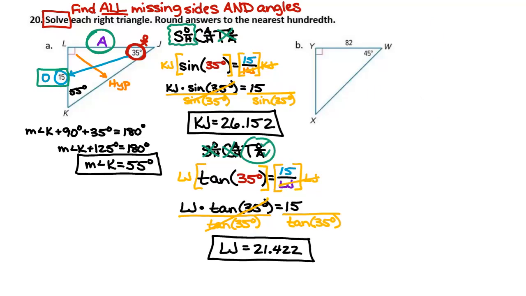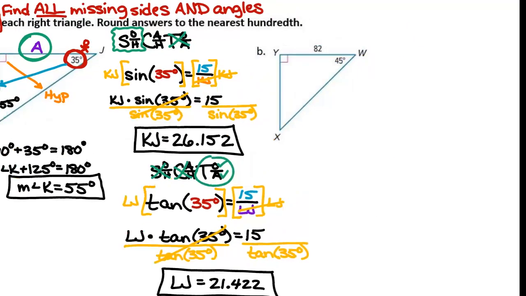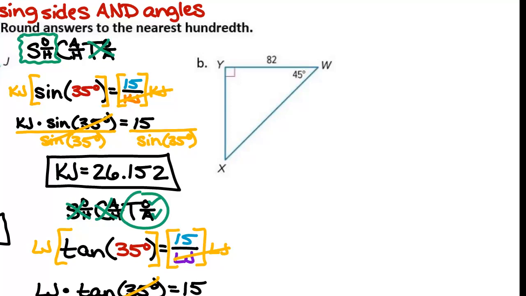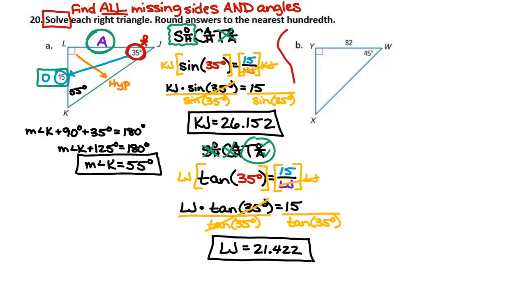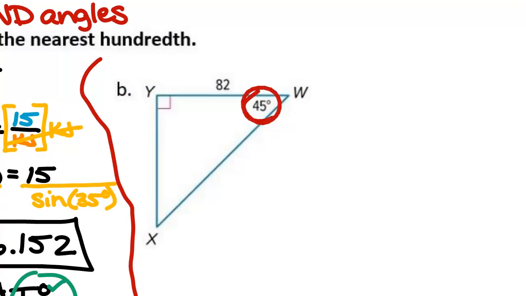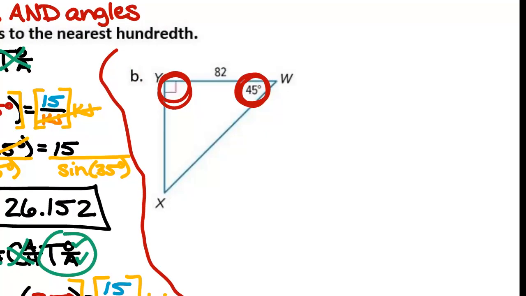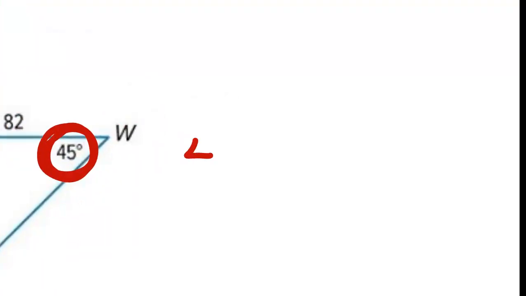Part B on this is actually a whole lot easier. Look at the angle that they give us. 45. And I have a 90, which means this has to be what kind of a triangle? It's a 45, 45, 90 triangle, which means I've got shortcut rules.